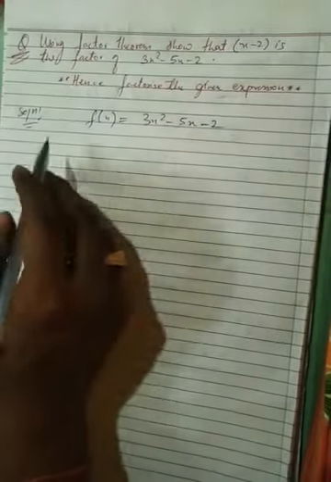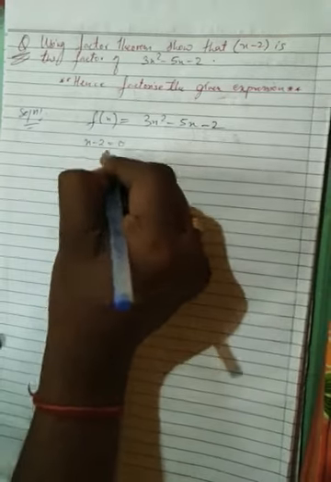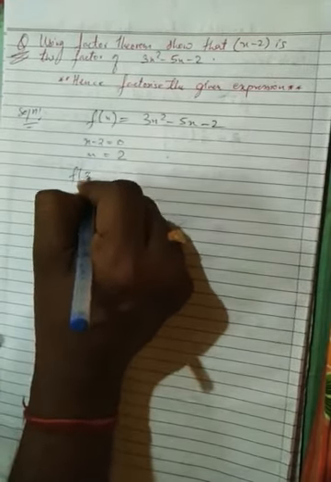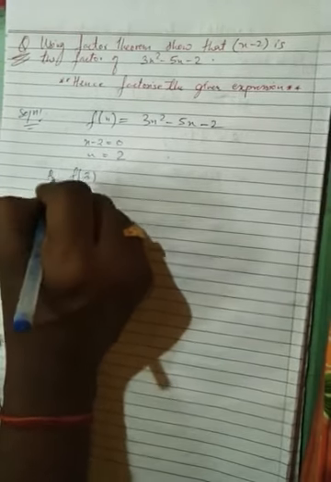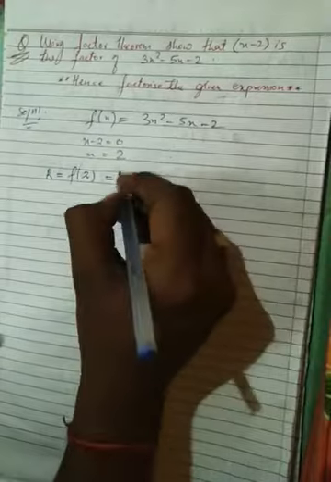Clear? I want to check whether x minus 2 is a factor. If I equate x minus 2 with 0, x will be equal to 2. So I'll calculate f of 2. This is how we calculate the remainder. If the remainder is 0, it means x minus 2 is a factor. So let's calculate the remainder.